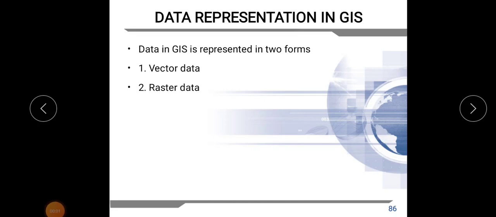Good morning, students. In the last class we studied the definition of GIS, the different components of GIS, and the operations or different steps of GIS, Geographic Information System. And today's topic is data representation in GIS. That is, data in GIS is represented mainly in two forms.